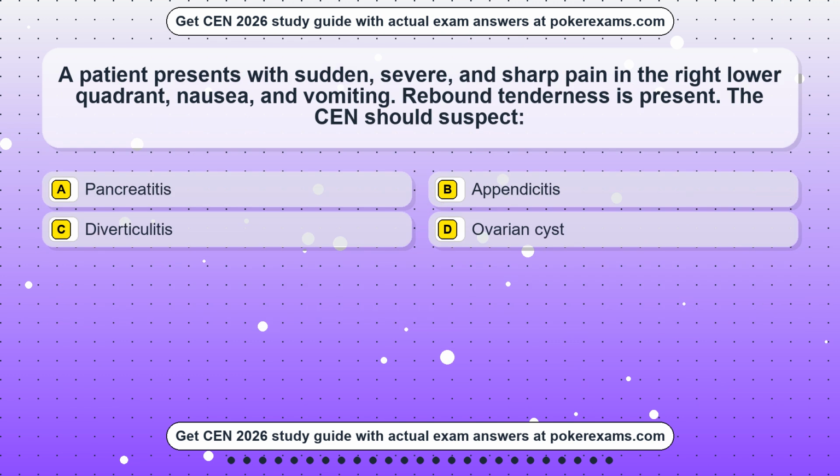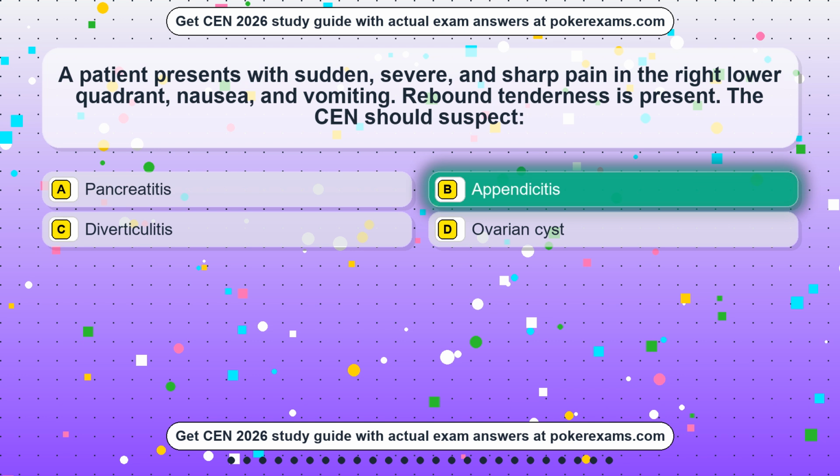Question 7. A patient presents with sudden, severe, and sharp pain in the right lower quadrant, nausea, and vomiting. Rebound tenderness is present. The CEN should suspect: Option A, pancreatitis. Option B, appendicitis. Option C, diverticulitis. Option D, ovarian cyst. The correct answer is option B, appendicitis.